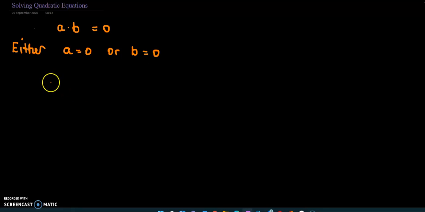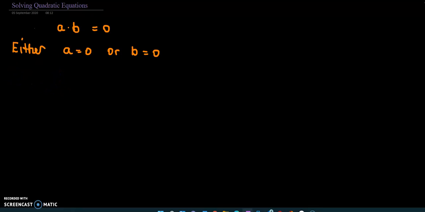Today we want to look at solving quadratic equations. But first of all, let's consider when a multiplied by b is equal to 0. If you have a product of two functions that is equal to 0, either a is equal to 0 or b is equal to 0. So we're going to use this concept to solve the quadratic equation, and in particular when we have algebraic products.